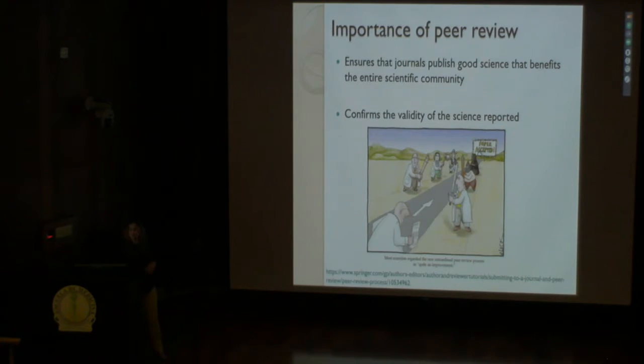The peer review process is actually what helps us, as scientists, publish good science, and that benefits the entire community. And it confirms the validity of the science reported. Without the review process, anybody could publish whatever they found, and nobody would have any say in that.